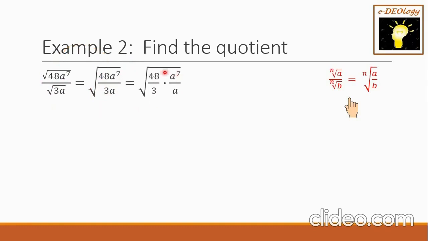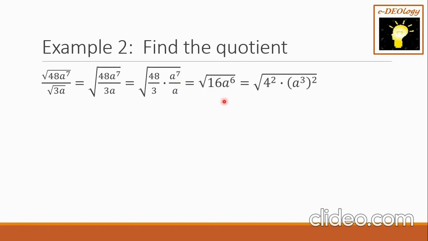Next, inside the radical, we're going to group the coefficients and we're going to group the variable a respectively. We're going to simplify the 48 divided by 3. We will get 16. And the a raised to 7 divided by a, we can cancel that a in the denominator. We cancel the exponent 7, then this will now be exponent 6. So in here, the answer will be the square root of 16a raised to 6.